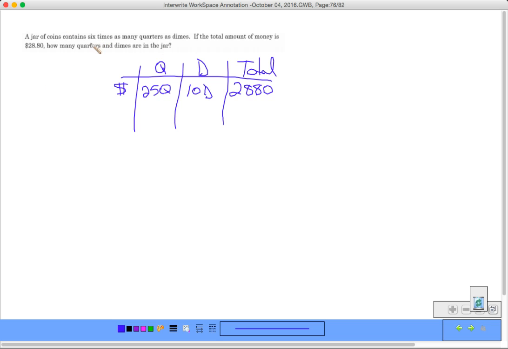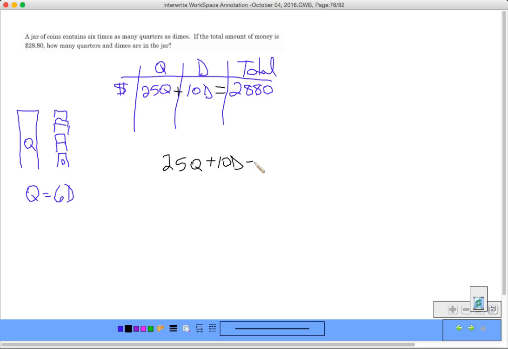Now, it says that there are 6 times as many quarters as dimes. So I have way more quarters. Here's my quarters pile. Here's my dimes pile. In fact, it would take 6 dimes piles to equal the same as this. So my quarters are equal to 6 times my dimes. So now I really have 2 equations, because remember we just put plus signs in between and equals at the end. So that gives me this equation here, and we're going to take Q equals this.